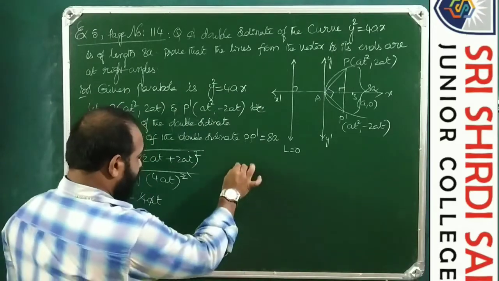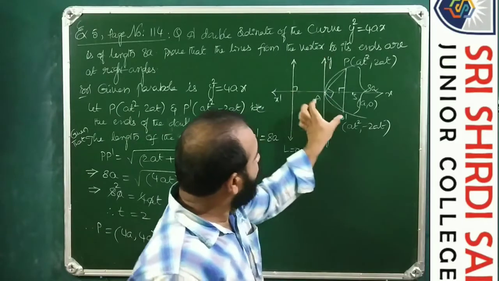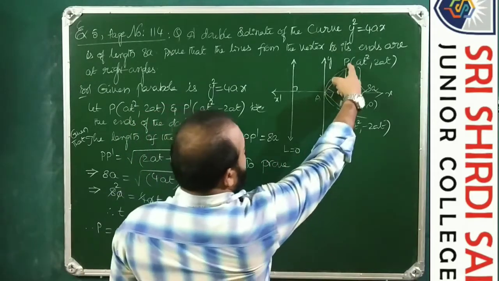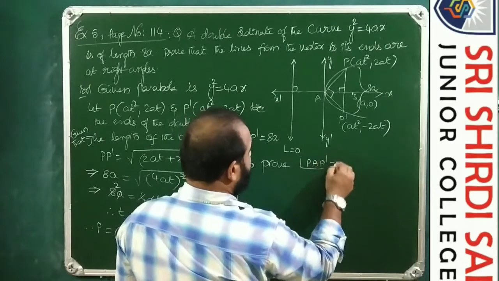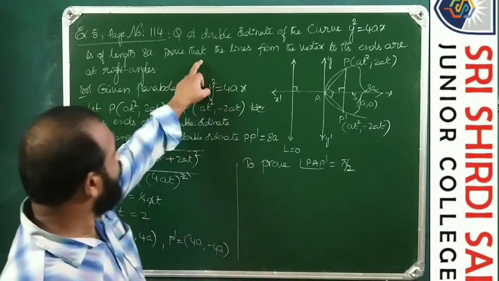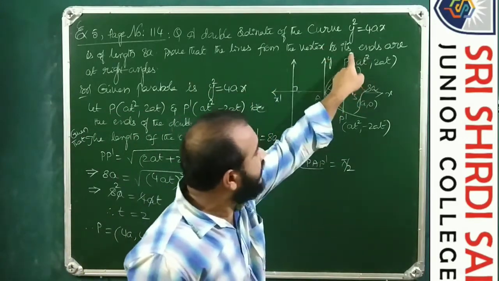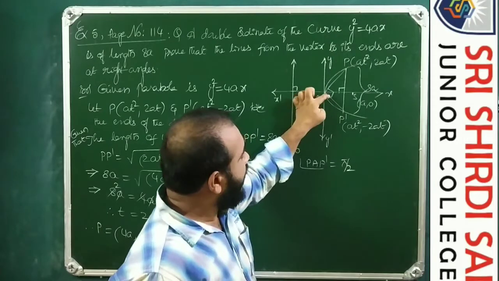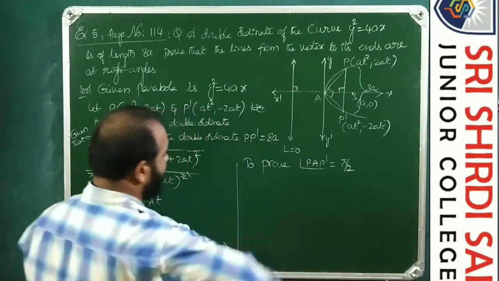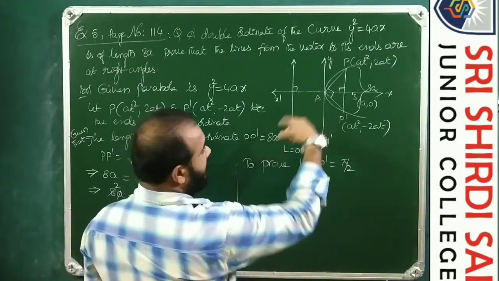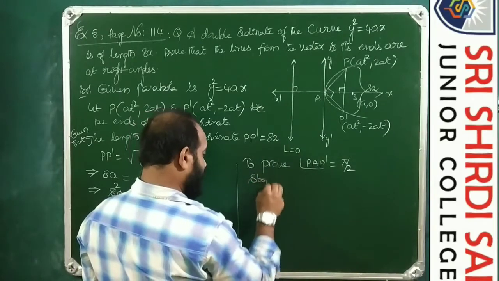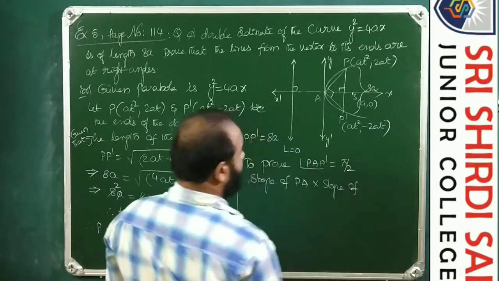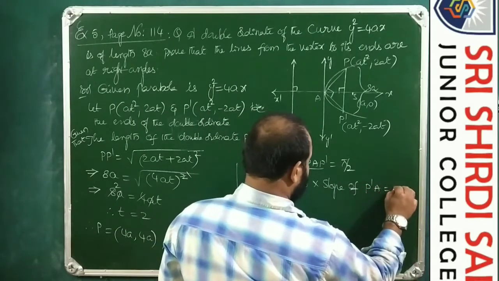For this, is it not sufficient for us to prove slope of AP into slope of AP dash equals minus 1 to prove angle PAP dash equals 90 degrees? That's what we need to prove. Prove that the lines from the vertex to the double ordinate's ends are at right angles. That is PAP dash. Here 90 degrees is to be proved. So for this, it is sufficient for us to prove slope of PA into slope of P dash A equals minus 1.